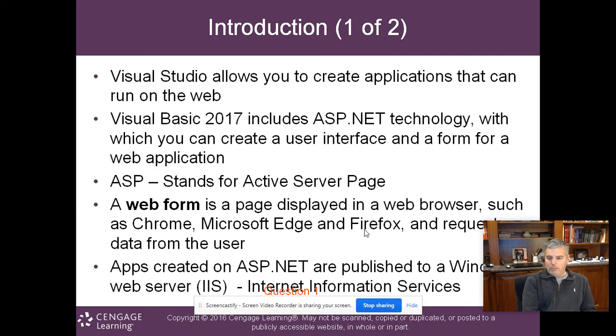Apps created on ASP.NET are published to a Windows web server, IIS, which is Internet Information Services. If you've ever dealt with Windows web servers, Internet Information Services is just a program that sits on your Windows server, which makes that server a website. So you just give the website a name, that's the URL you browse to. And that's where, if you were publishing this on the internet, you would publish it to your Internet Information Services server.